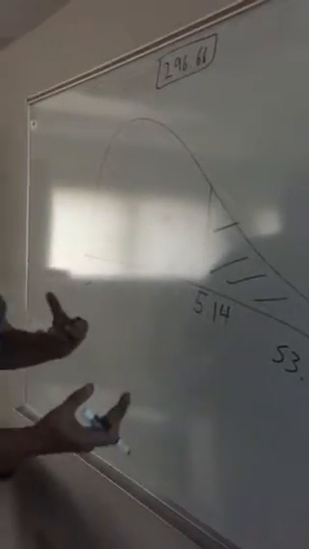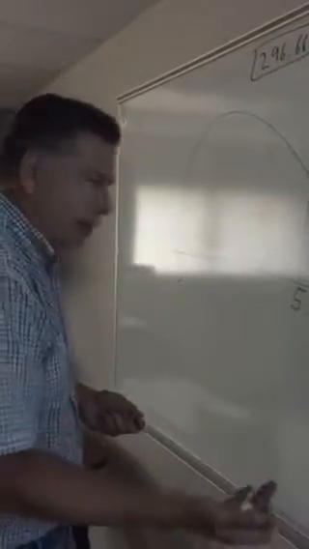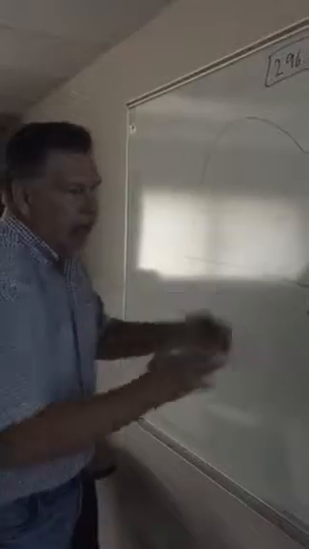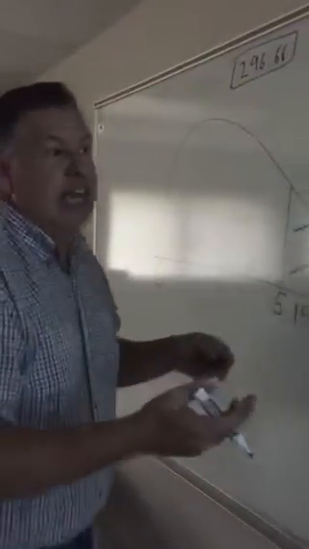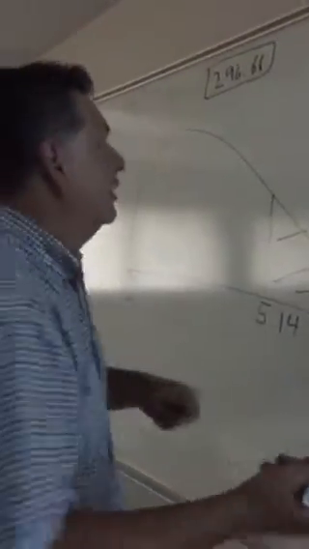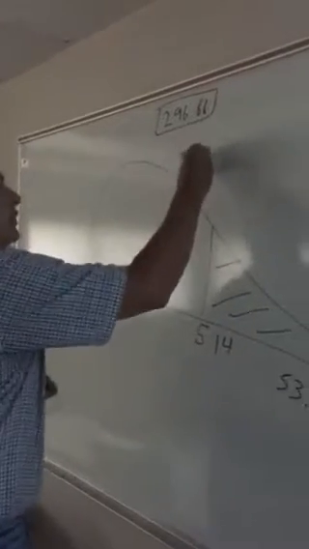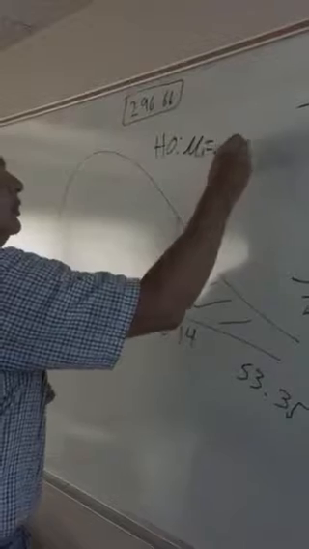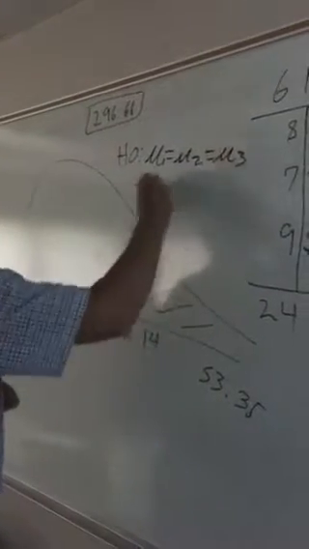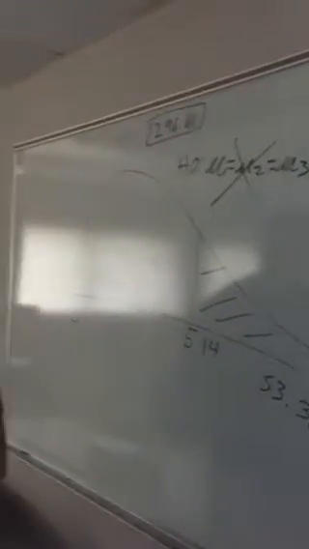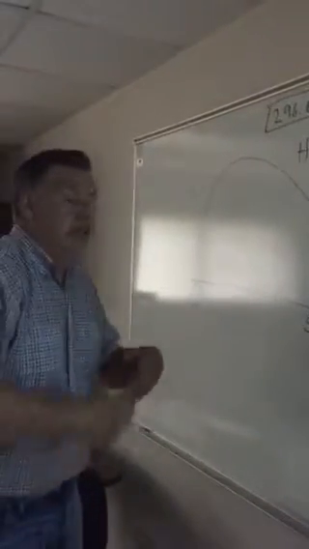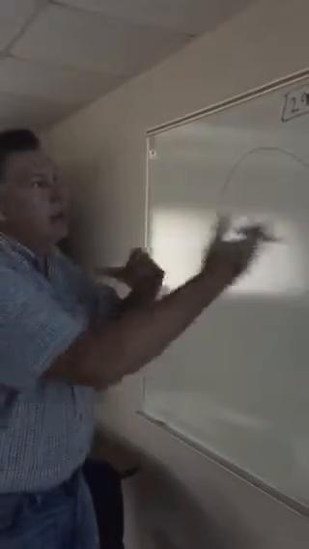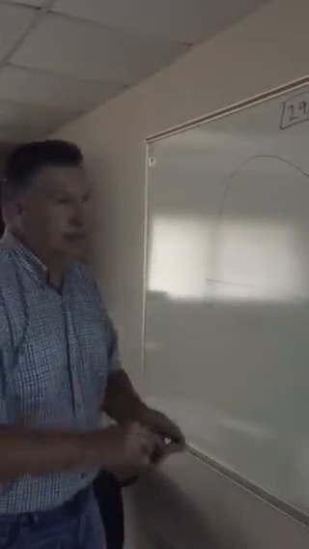Now, I don't know which mean it is yet. I'll have to do some more testing. I'll have to do a post hoc analysis. But now I know that I can go ahead and reject the null hypothesis that H0 is mu1 is equal to mu2 is equal to mu3. I can go ahead and say I reject the null hypothesis, which is a good thing. I know that there's some difference somewhere between or within those means.